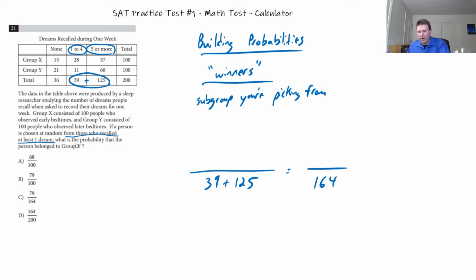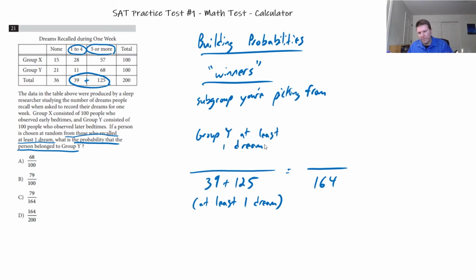And then what's the probability that the person belonged to group Y? So basically on the bottom, we've got at least one dream. And then the top would be group Y, at least one dream. So if you look at that, that would be these guys up here, because this is group Y, and then 1 to 4 or 5 or more. So you add those up. 11 plus 68 gives you 79 over 164, which is C.